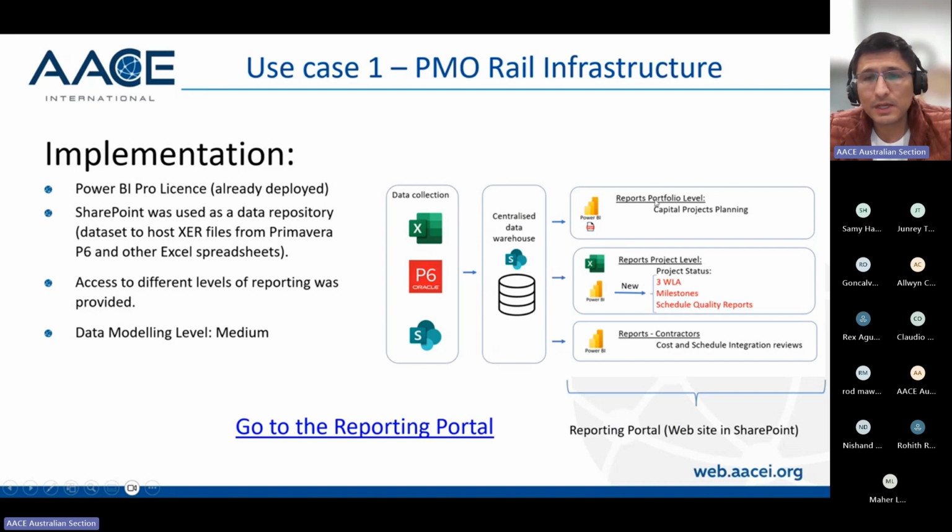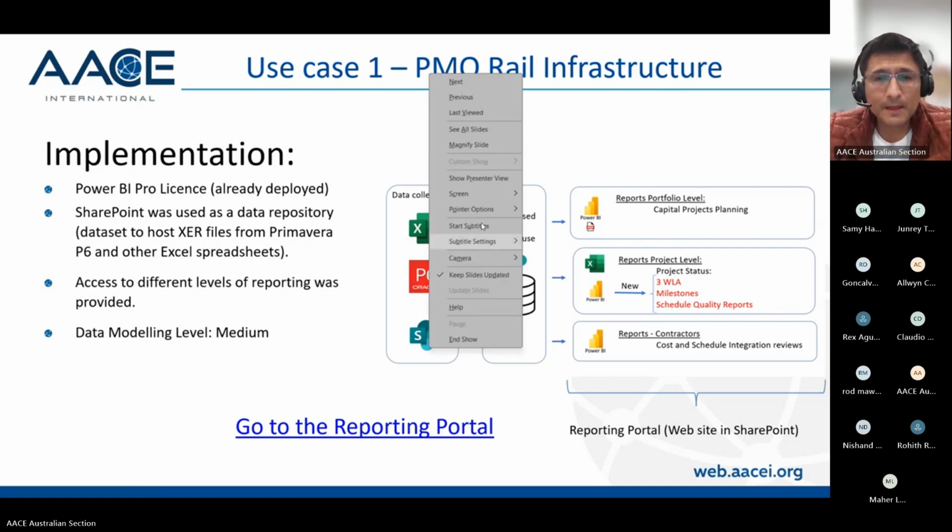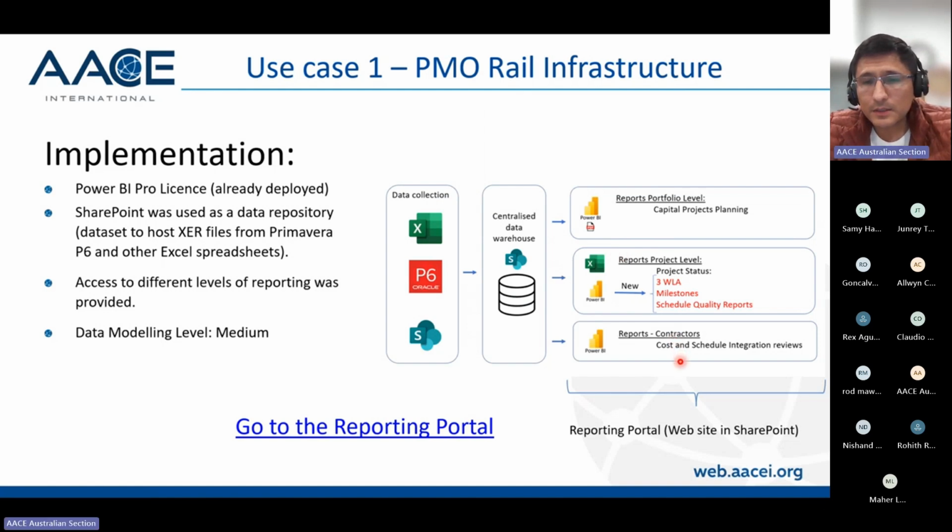We were producing the 3 levels of reporting. Capital projects planning, we were calling that pipeline report. We were able to produce 3-week look-aheads from P6 data, milestone report from P6 data, and schedule quality reports as well, just doing some checks on the quality of the schedule. And finally, we had some reports at the contractor level as well.